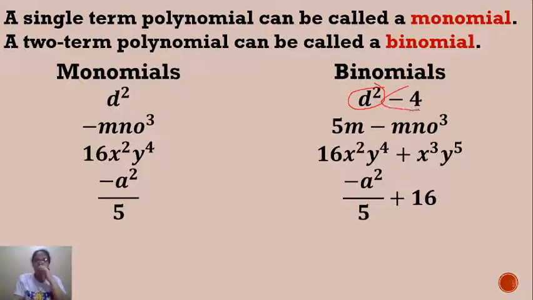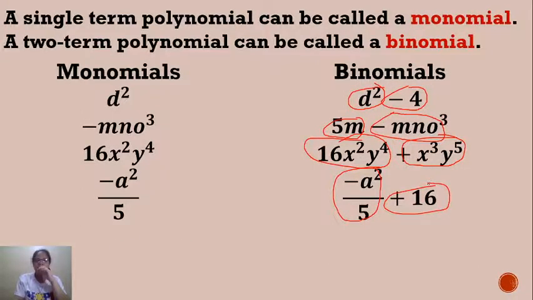The first one, we have the terms d squared and negative 4. The second one are the terms 5m and negative mno cubed. The third one are the terms 16x squared y to the fourth and x cubed y to the fifth. And the last one contains the terms negative a squared over 5 and 16.